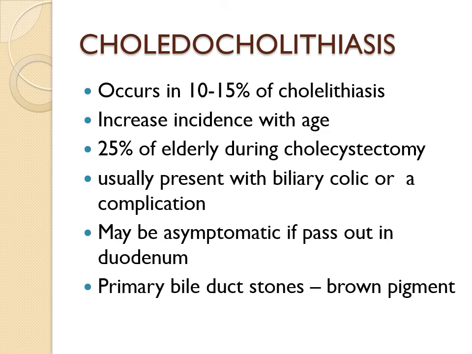Choledocholithiasis occurs in 10 to 15% of cholelithiasis. So it increases with age. In fact, 25% of elderly can have choledocholithiasis after cholecystectomy. Usually the presentation is either biliary colic or jaundice, and sometimes they can present with cholangitis. So they can be asymptomatic, especially if there are very small stones that they can easily pass out in the duodenum. Now, you have primary bile duct stones that can form de novo in the bile ducts, and these are brown pigment stones.